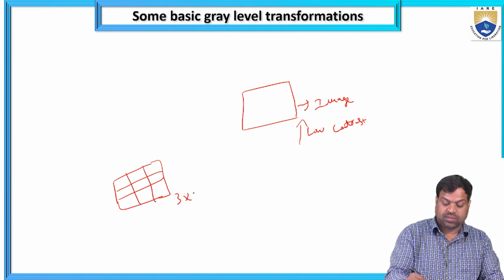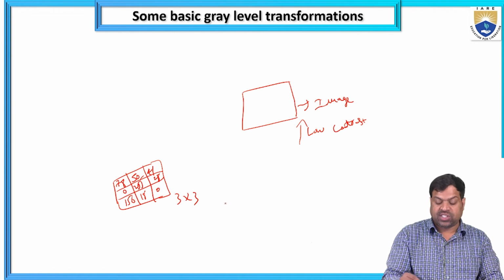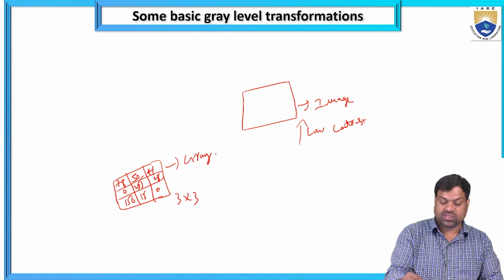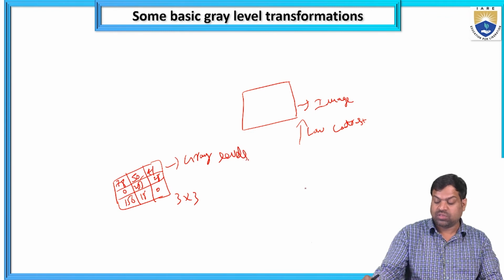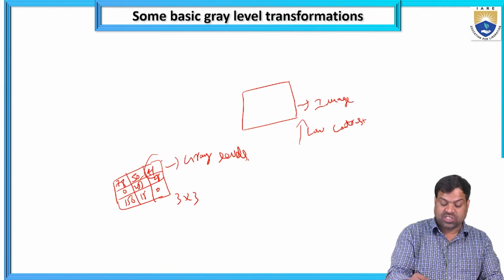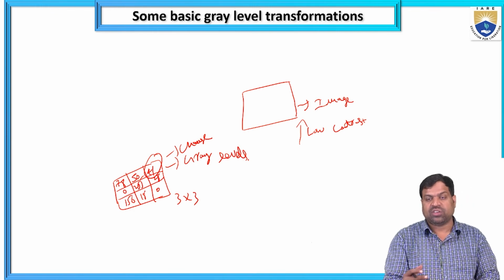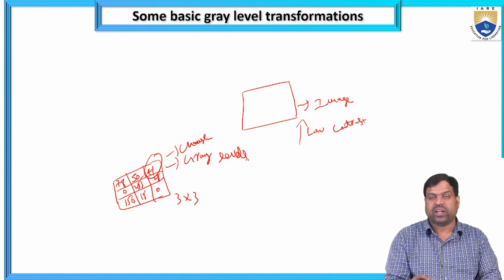Suppose I am taking a 3 by 3 image. These intensity values are 78, 50, 41, 0, 255, 28, 156, 18 and 0. These are the intensity values, also called gray levels. Gray level transformation means changing these intensity values or gray levels. That is the basic gray level transformation.